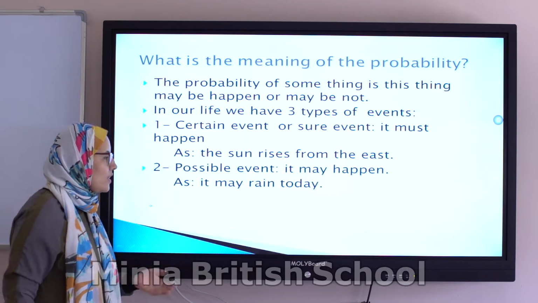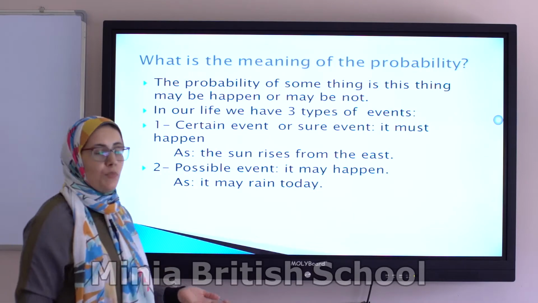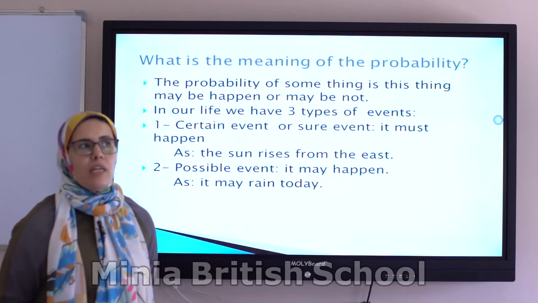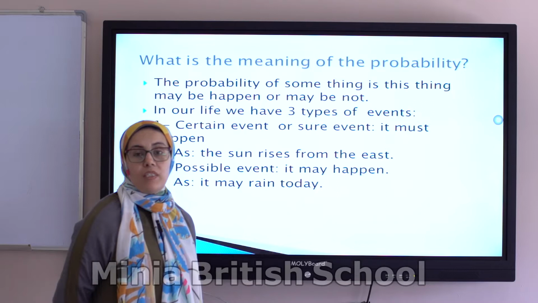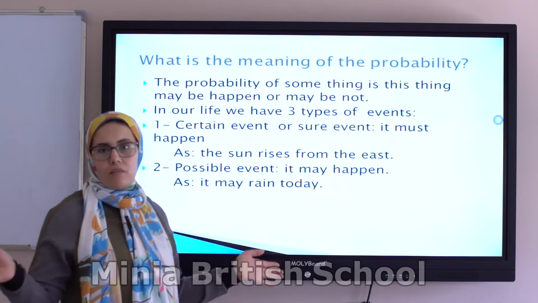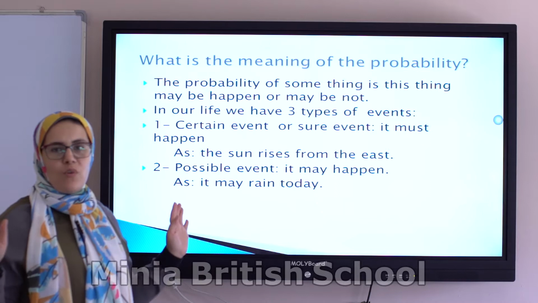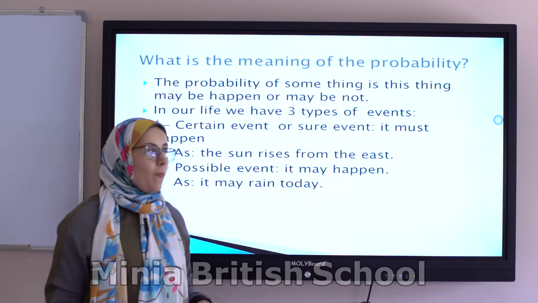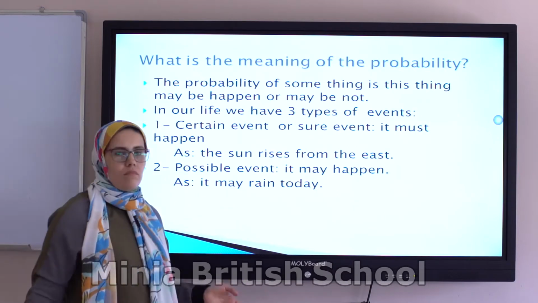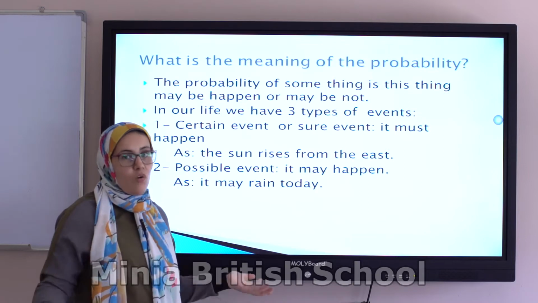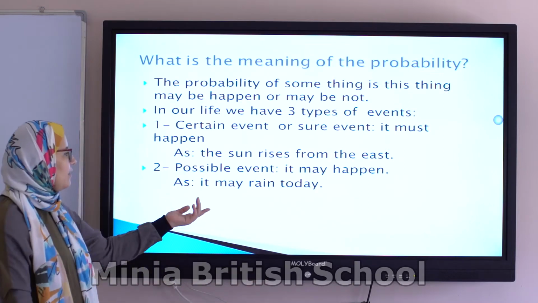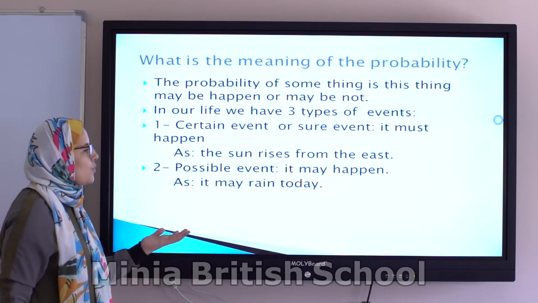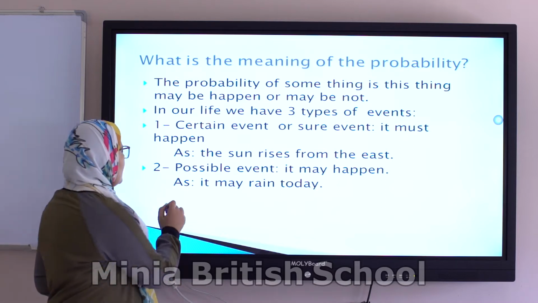The first one is called a certain event. What about the second one? The second one is called a possible event. A possible event may happen and may not happen. I don't know. For example, I will eat pasta today. Maybe I will eat it, maybe not. So this is called a possible event. Another example: it may rain today. Maybe yes, maybe no, I don't know. So this is called a possible event. And this is the second type.